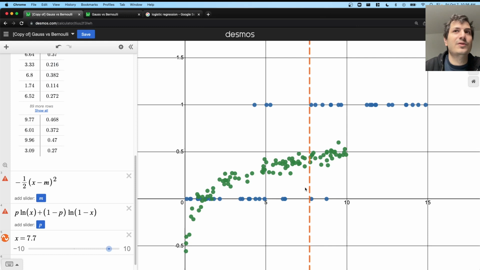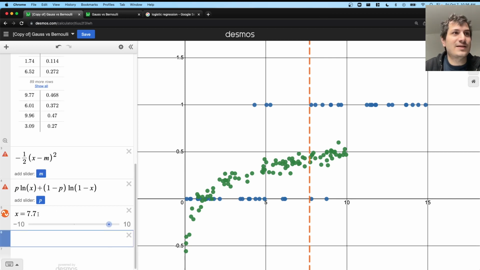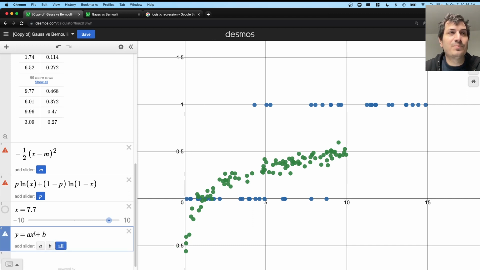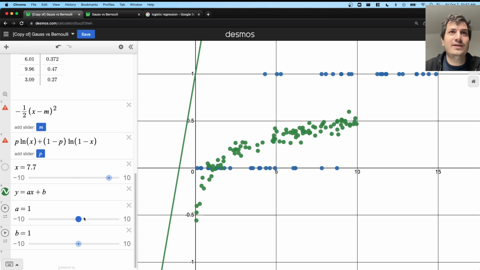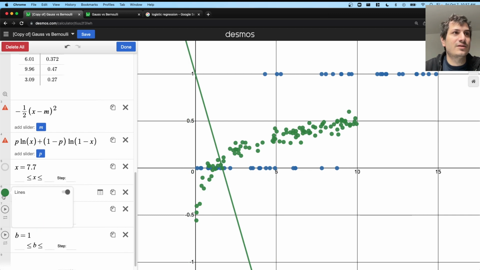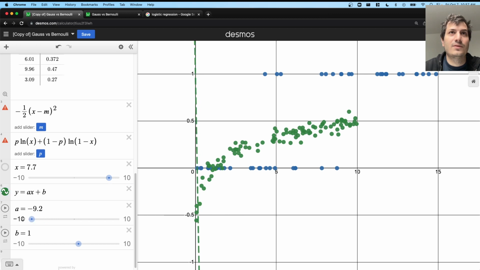Okay. So here our green data is this Gaussian stuff, and our blue is the Bernoulli type stuff. And linear regression does what it sounds like. It tries to fit a line. So you try to do a line of the form y equals ax plus b, and I'm going to add parameters a and b. What you're trying to do is find good values of the parameters a and b. Let's make this a dotted line.